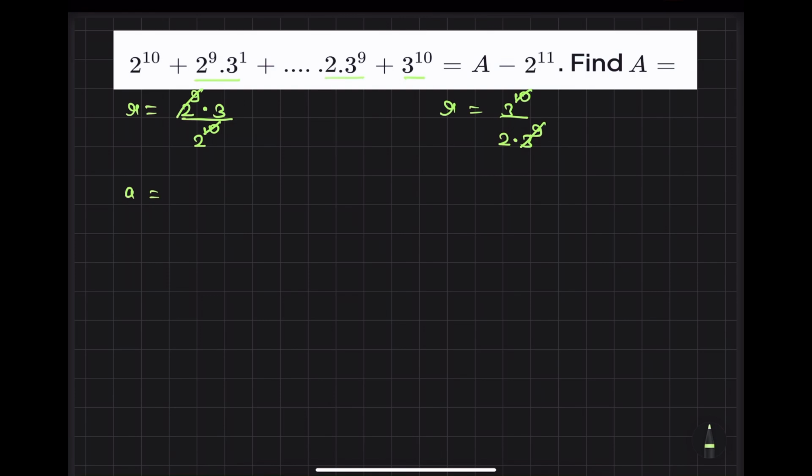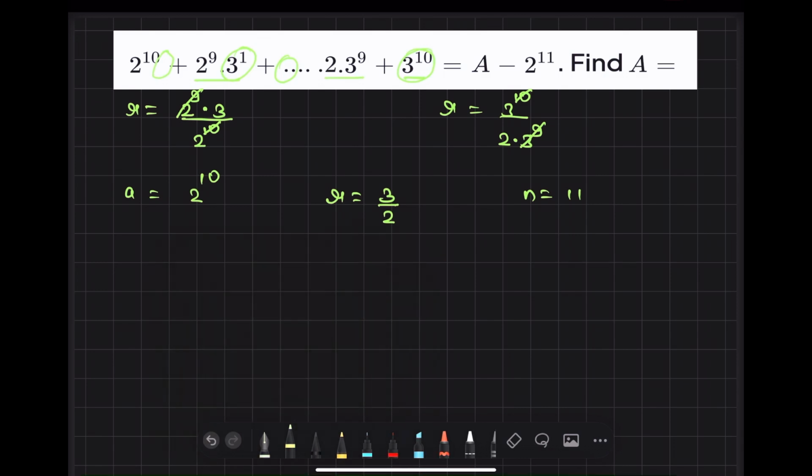If it is a GP, its first term is 2 power 10. Its common ratio is 3 by 2, next by previous. Now we have to find out the number of terms. If you observe, the power of 3 over here is 0, then 1, then 2, dot, dot, dot, then 10. So it starts from 0 and reaches 10. This means the number of terms is 11.